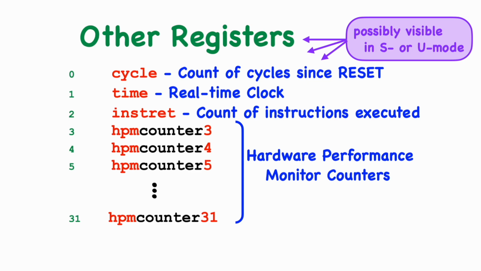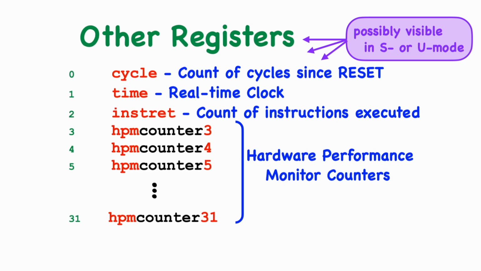The machine mode versions are not accessible in supervisor or user mode, just like any machine mode control and status register. But these registers may be visible in code running in supervisor or user mode. Of course, their 12-bit register address numbers are different from the machine mode versions because they are, in fact, different registers. And these registers are strictly read-only. And note that there is now a register named time. So now we have 32 registers, not just 31 of them. The RISC-V specification says that this time register shall be a shadow copy, that is a mirror of, some memory mapped register containing a real-time clock.